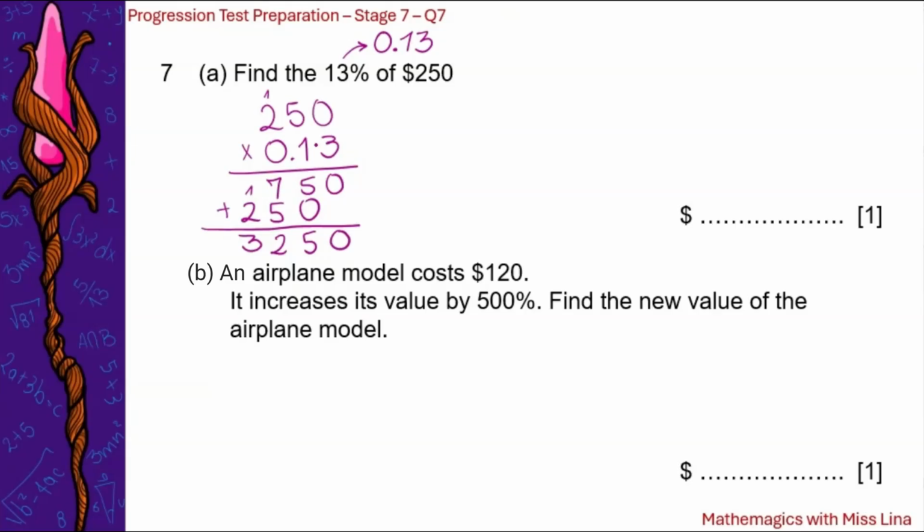Remember to count how many decimals we have. 1 and 2 decimals. Here, 1 and 2 decimals, so the decimal point goes here. So 32.5 is the 13% of 250.